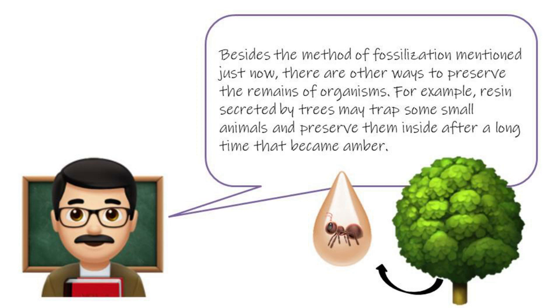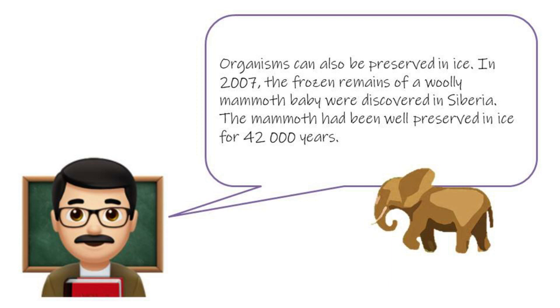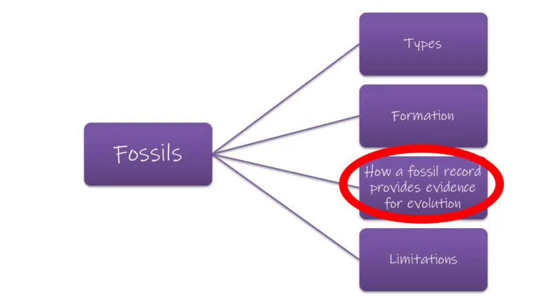Besides the method of fossilization mentioned just now, there are other ways to preserve the remains of organisms. For example, resin secreted by trees may trap some small animals and preserve them inside, and after a long time that becomes amber. Organisms can also be preserved in ice. In 2007, the frozen remains of a woolly mammoth baby were discovered in Siberia. The mammoth had been well preserved in ice for 42,000 years.